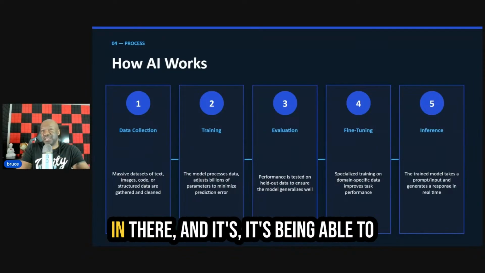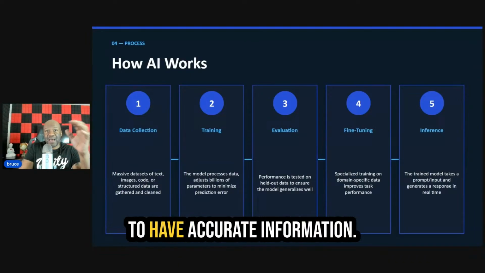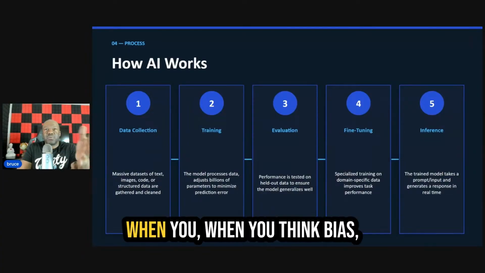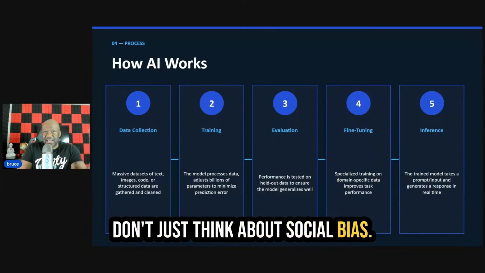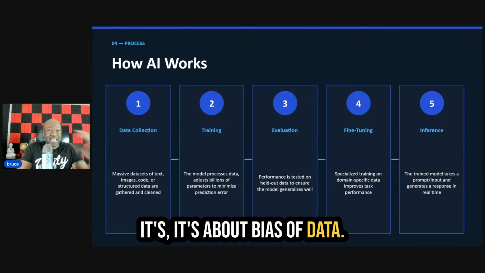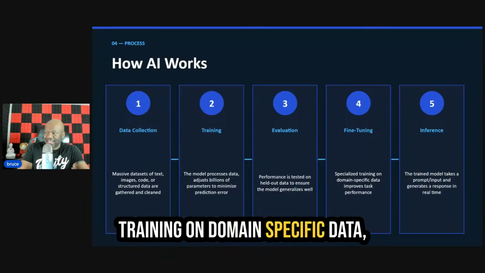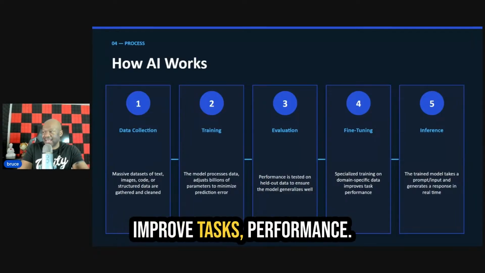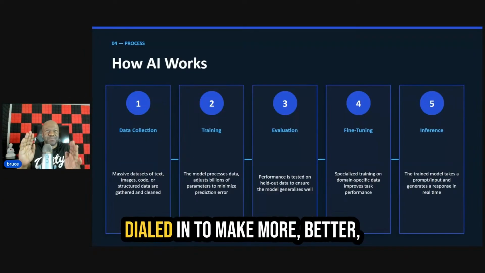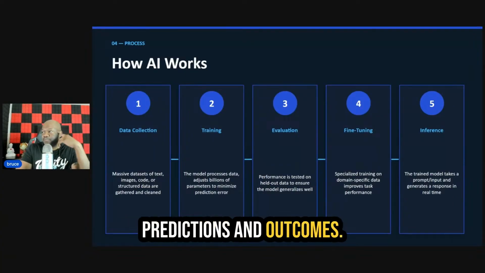It has the right information in there, and it's been able to evaluate all the sets of information to have accurate information. It's about accuracy. When you think bias, don't just think about social bias. I mean, that is a factor, but it's beyond that. It's about bias of data. And then fine tuning, specialized training on domain specific data, improve task performance. So fine tuning meaning getting the data dialed in to make more and more accurate predictions and outcomes.